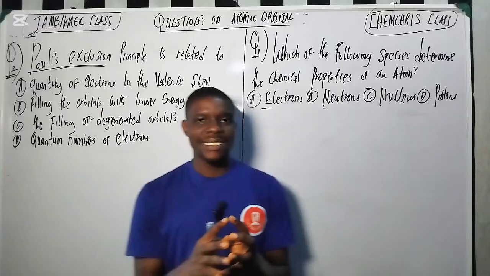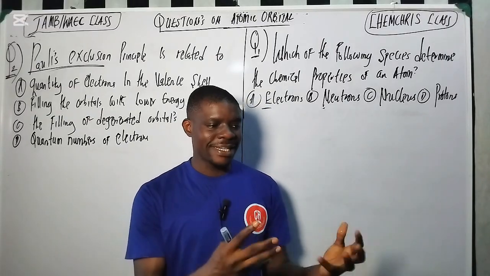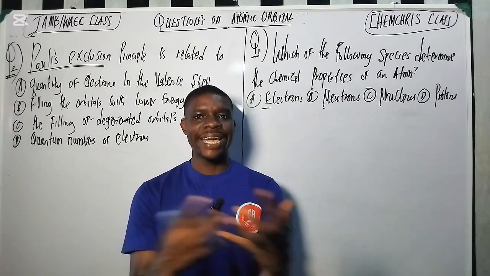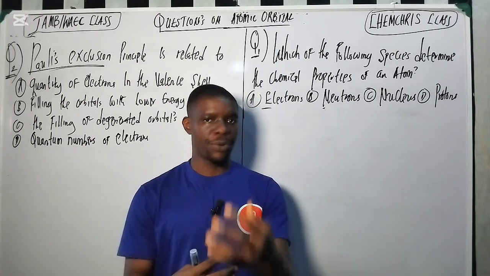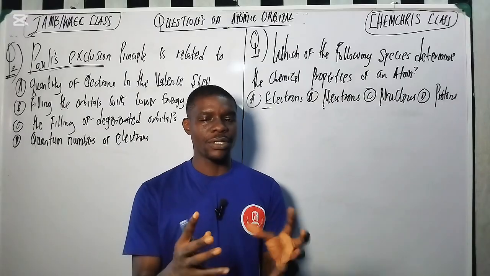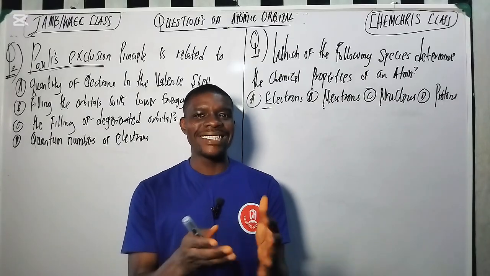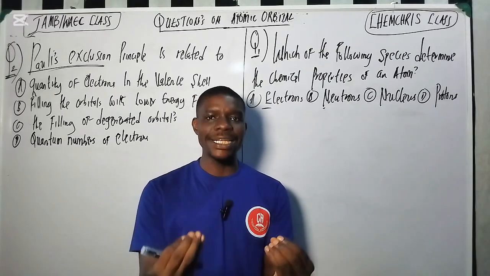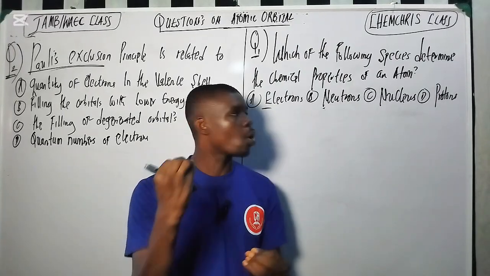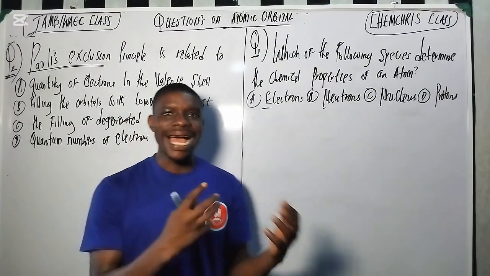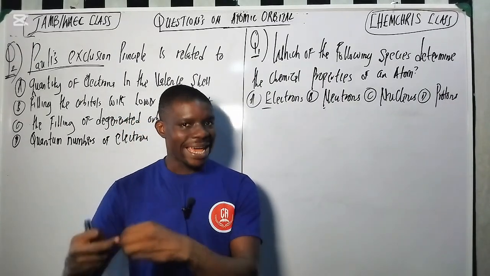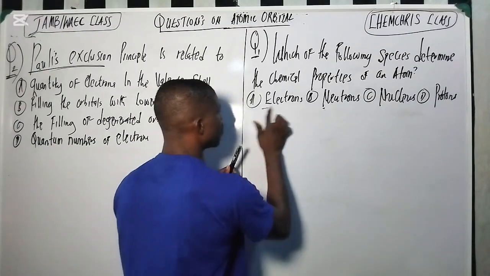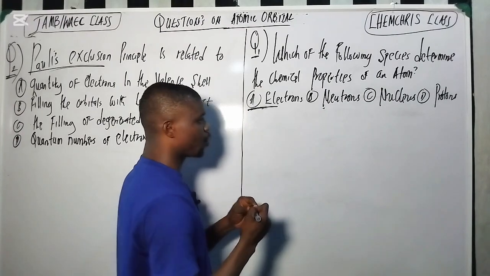Now, chemical property deals with how an atom bonds or reacts with other atoms to form a bond, and a bond means what? Molecule. And the part of the atom that is used is the electron. So it is the electrons that determine the chemical property of an atom, because an atom can either lose or gain electrons to form a bond. So electron is the answer. When you see this kind of question, electron is the answer.